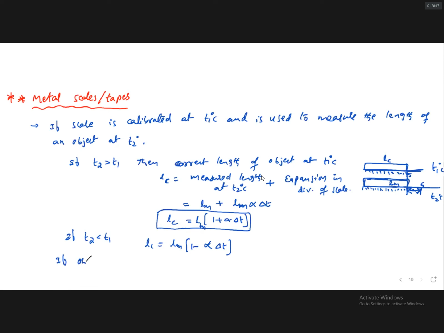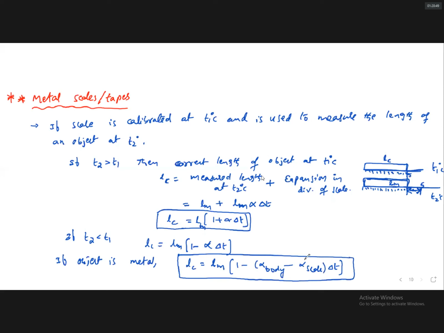Suppose the object is metal. If the object is metal, then the correct length of that object is equal to the measured length into 1 minus (alpha body minus alpha scale) into delta T.